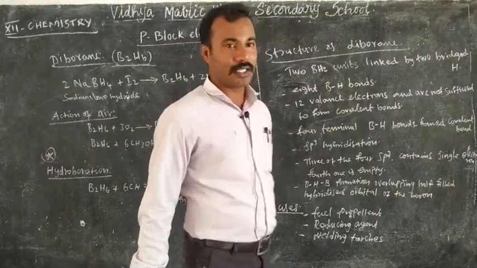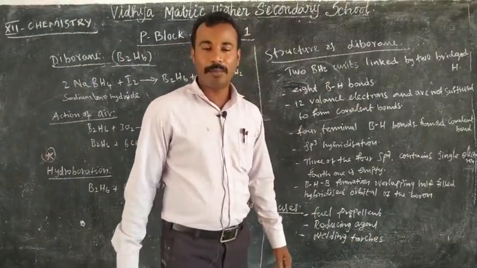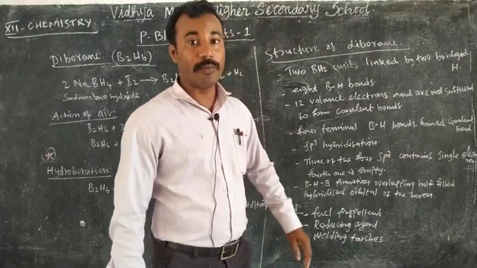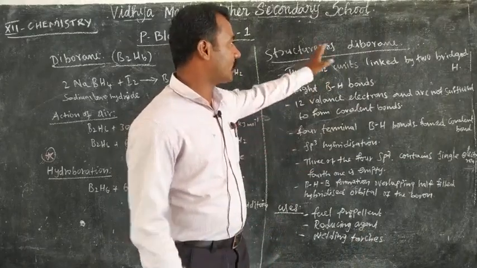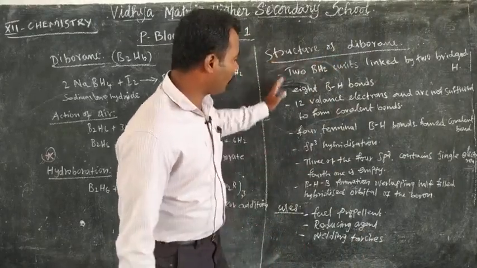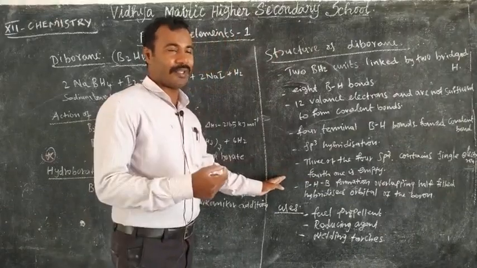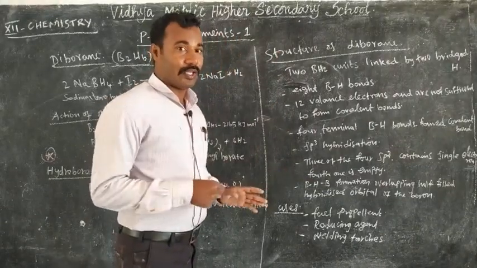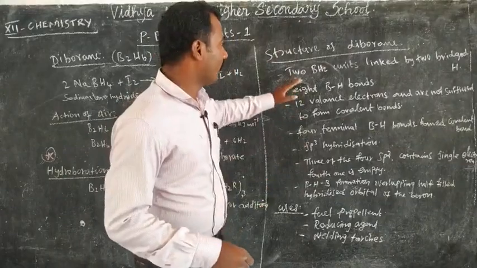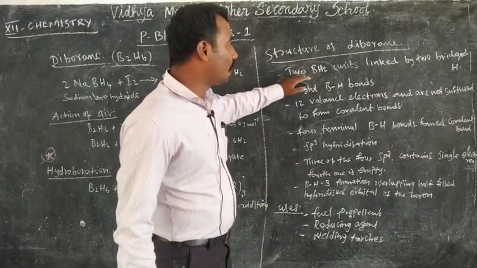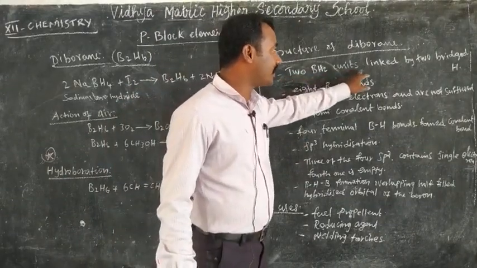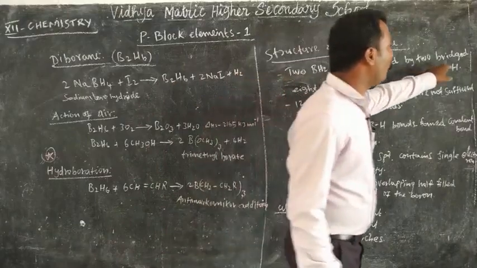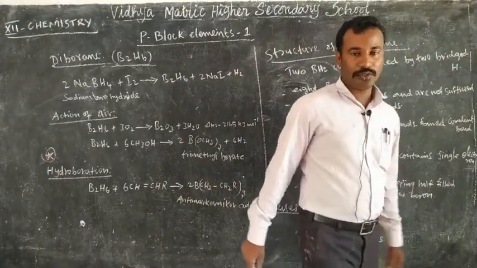The next one, structure of diborane. Important, 3 more questions, 5 more questions. Okay, structure of diborane. I will write it point-wise. You have to remember it, it is easy to remember. Here diborane is 2 BH2 units linked by 2 bridged hydrogens.